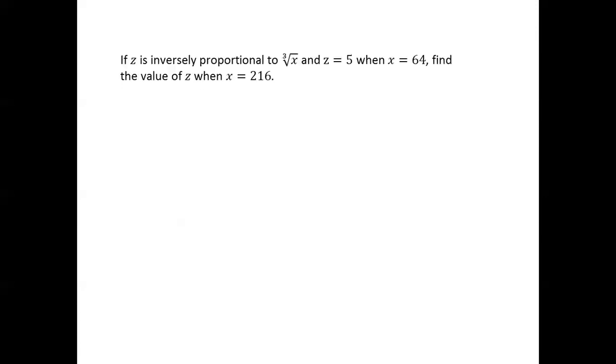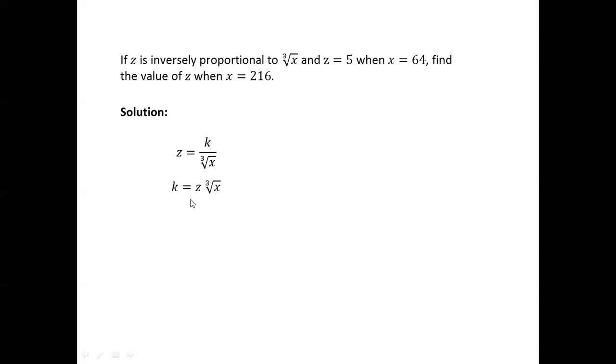Next question. If z is inversely proportional to cube root of x and z is equal to 5 when x is equal to 64, find the value of z when x is equal to 216. Just like what we did in solving direct proportion problems, we will begin the solution by writing the general equation for this scenario. And that is by converting this phrase into a mathematical statement. z is inversely proportional to the cube root of x, so z equals k over cube root of x. Next step is to solve for the value of k.